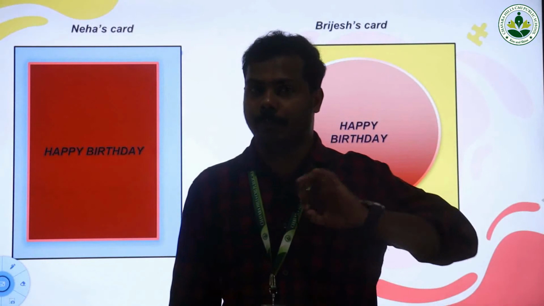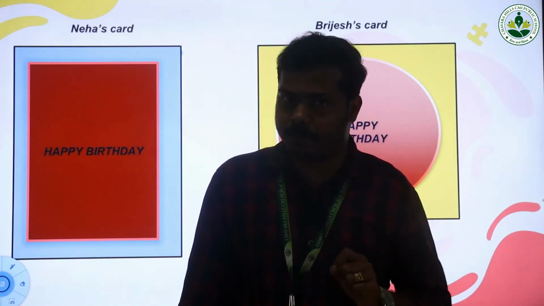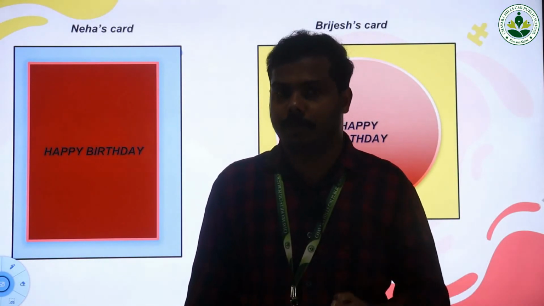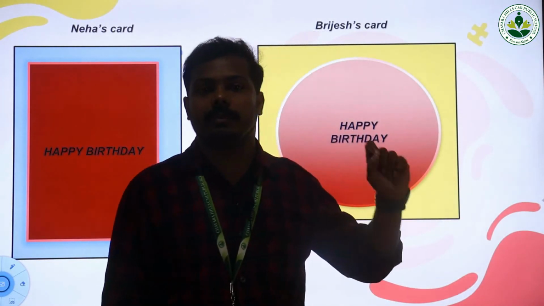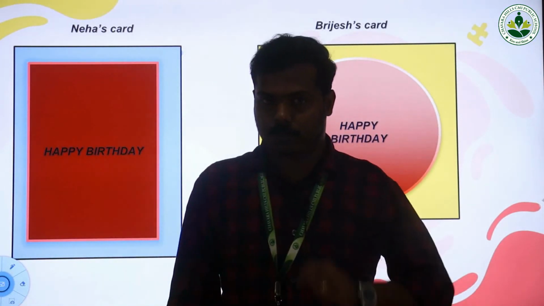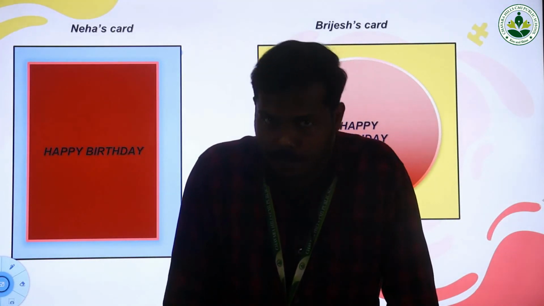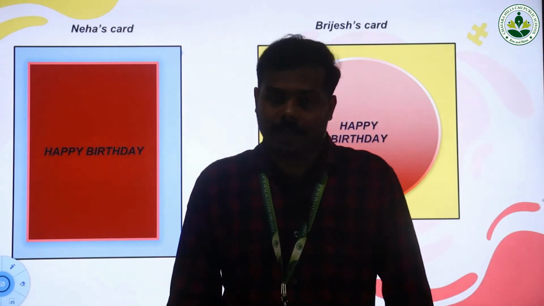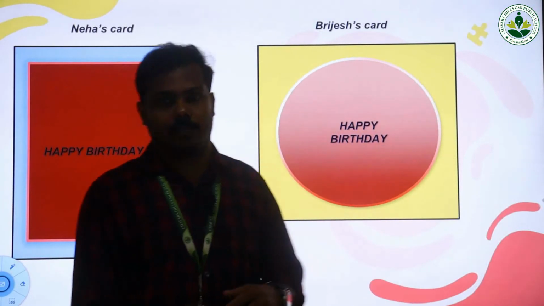That is called perimeter. So today we are going to discuss perimeter. Perimeter means the total length of the sides of a shape. Total length of the sides of a shape is called perimeter. And today we are going to discuss how to find the perimeter of a rectangle and the perimeter of a square.